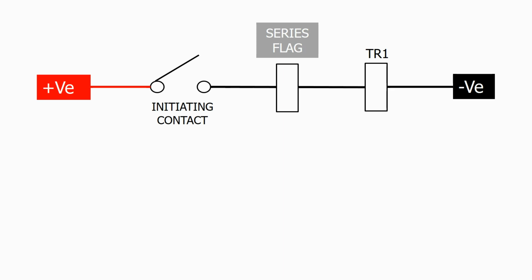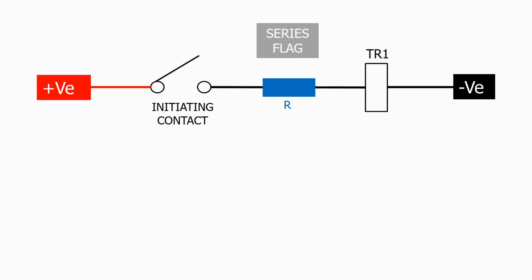For some important systems like the transformer Buchholz alarms, we use series flags. As the name suggests, the flag is in series with the initiating contact, and when the contact operates, the flag drops as well. Because the coil of the flag relay is in series with the trip relay coil, its resistance needs to be low enough so that it doesn't stop the trip relay operating.